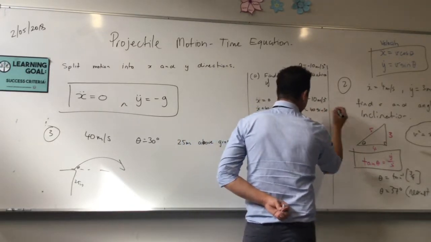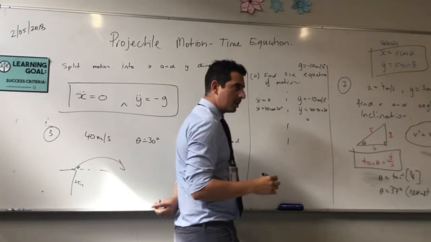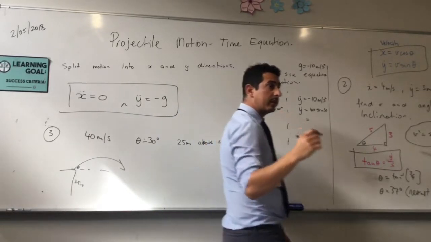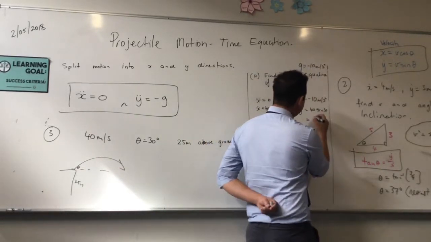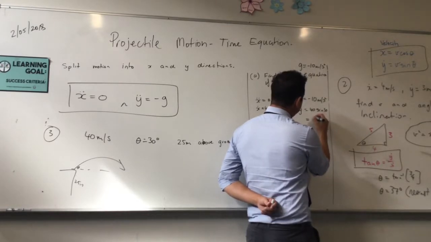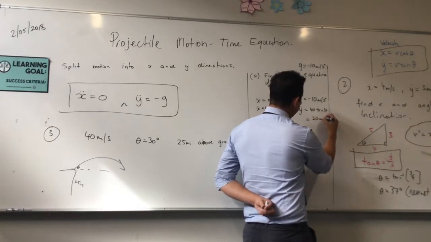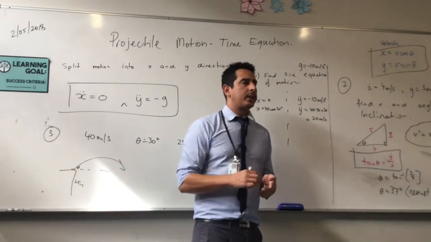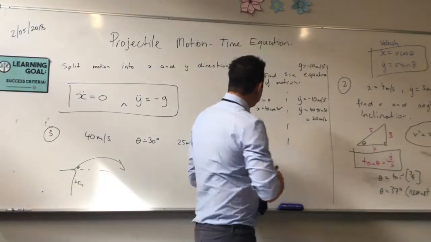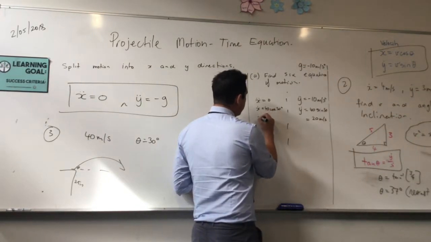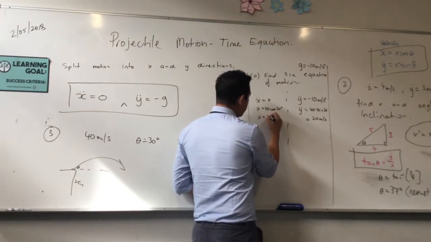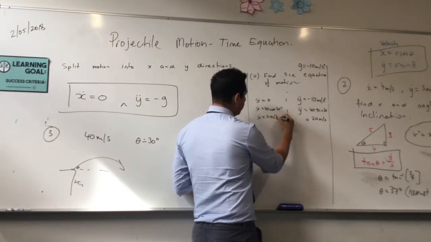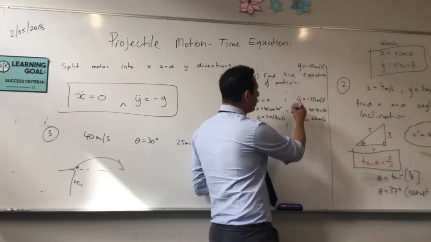And we can actually solve this. What's sine 30? One on 2, a half. So a half of 40 is 20. Right, and what's cos 30? Root 3 on 2. So we're going to have 20 root 3 meters per second.